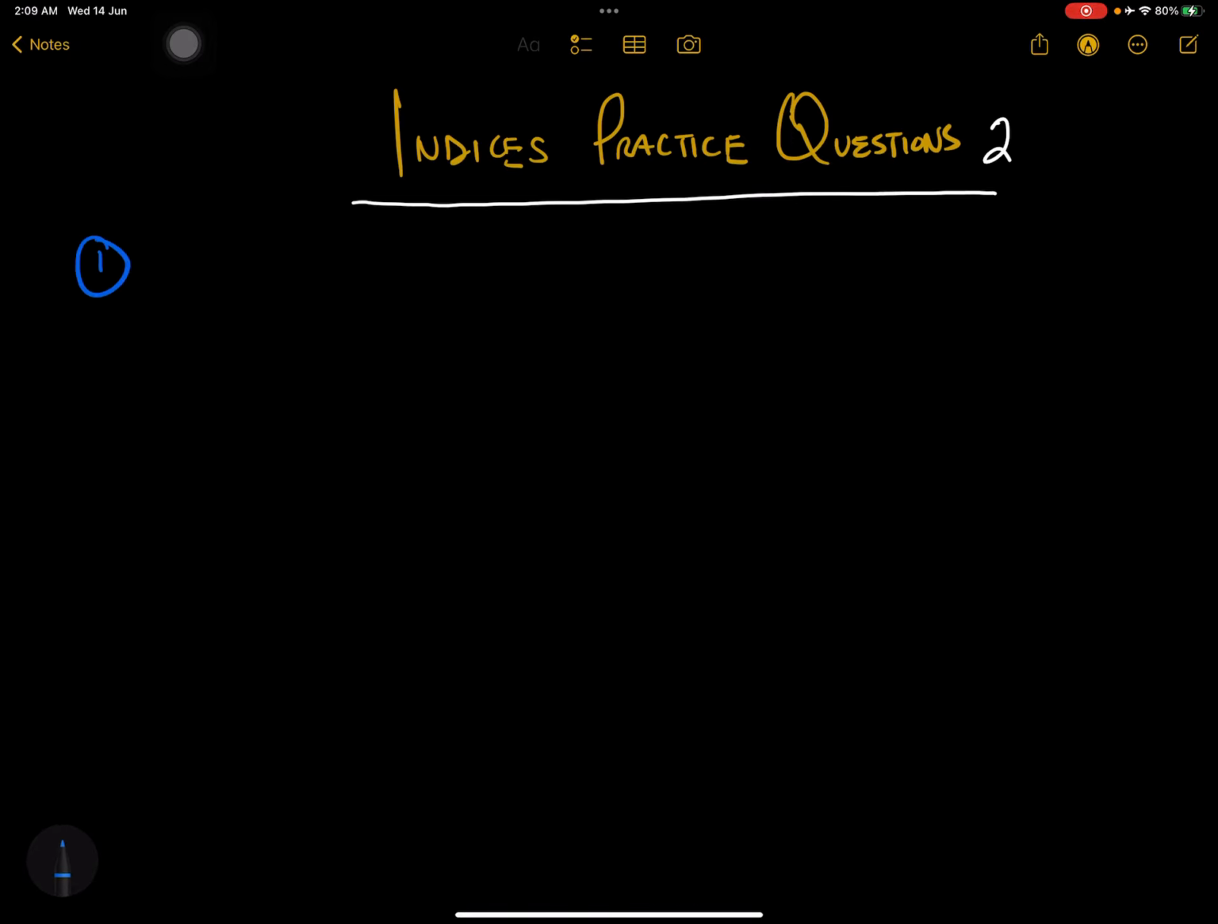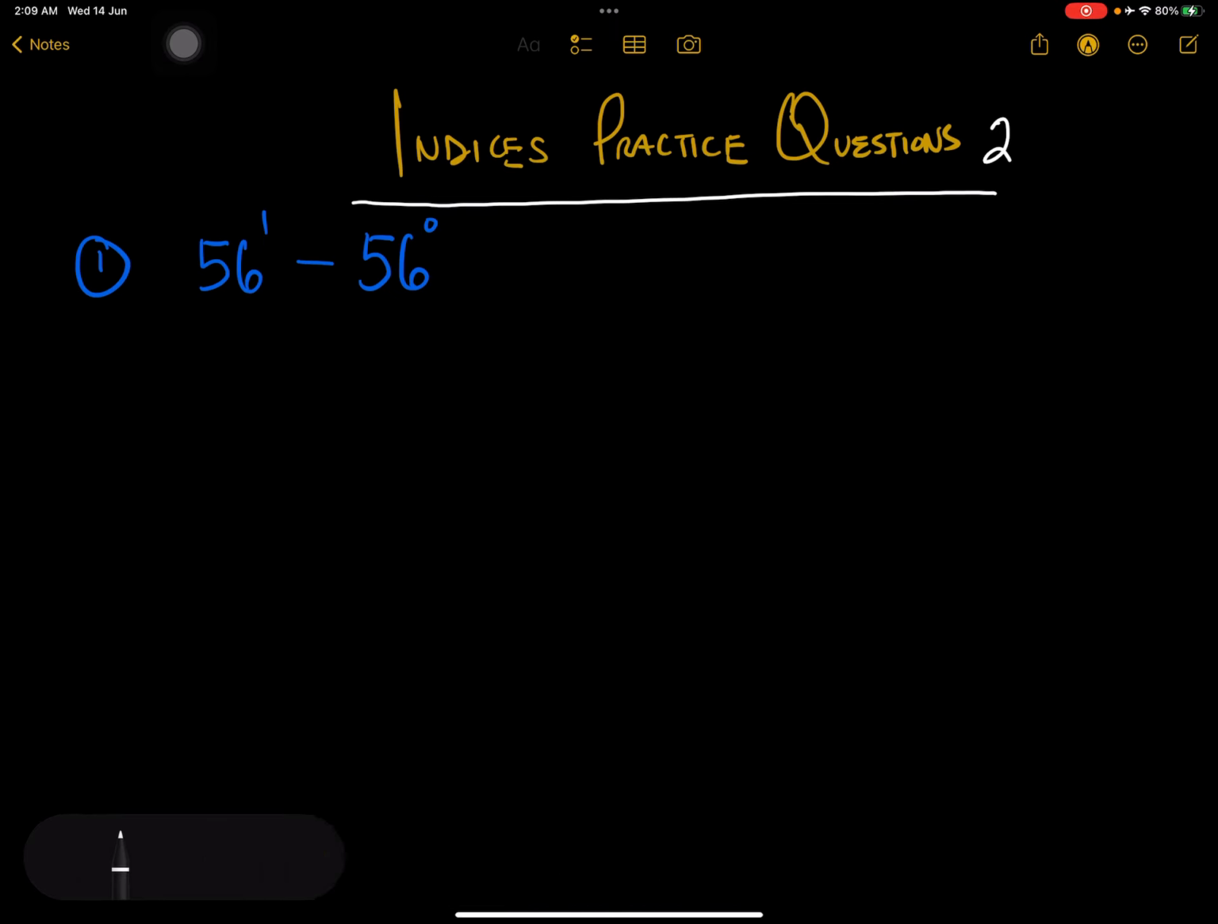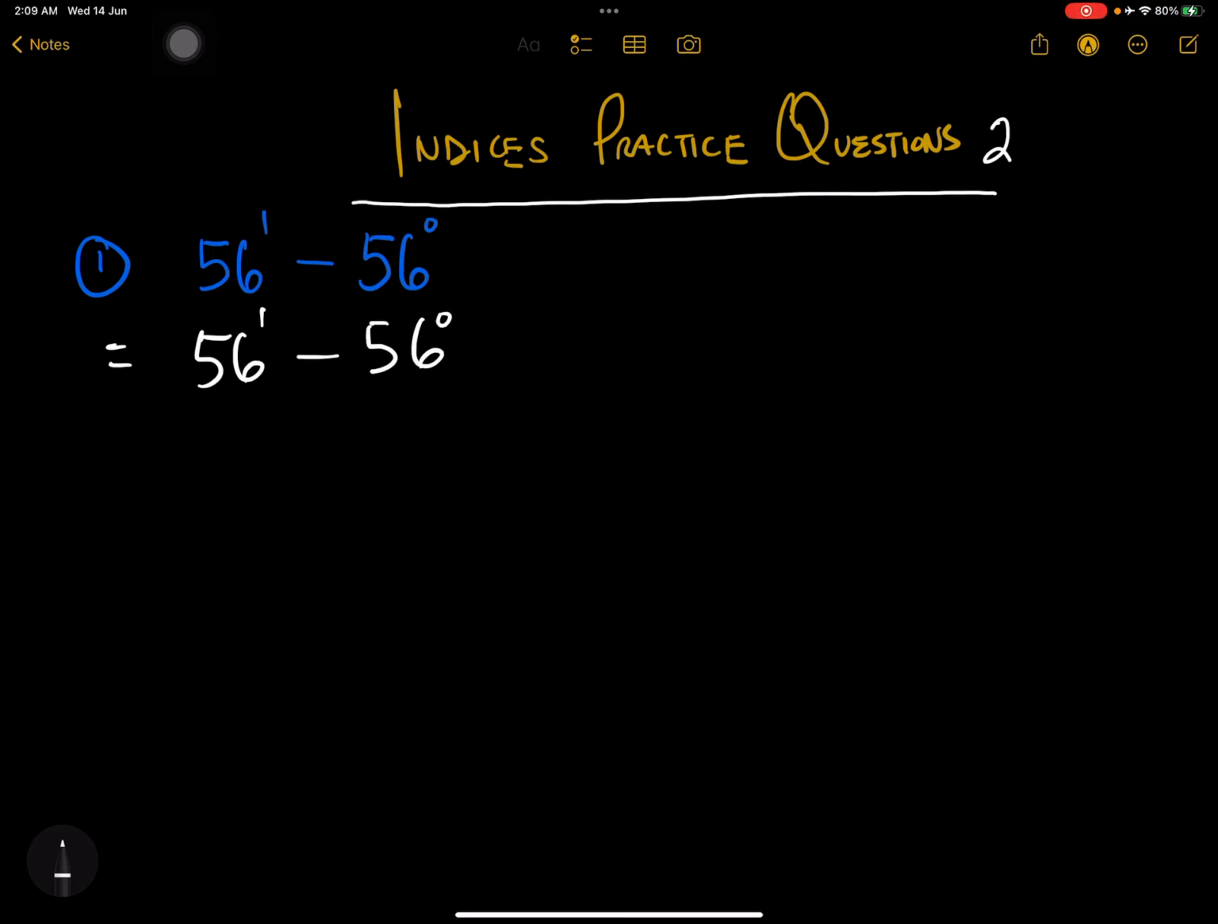That first problem says you should simplify 56 to the power of 1 minus 56 to the power of 0. This will look scary at first, but if you look closely, you realize that it's a very simple problem. So the first thing is to introduce our equal to sign because there's no equal to sign in the problem. So the equal to sign should come, and we still have our 56 to the power of 1 minus 56 to the power of 0.